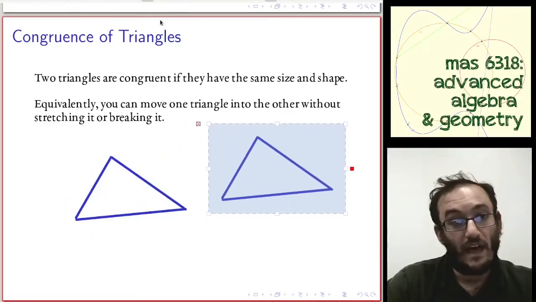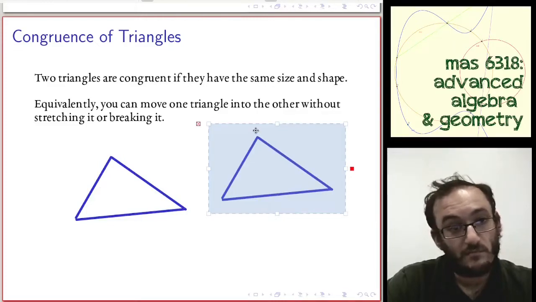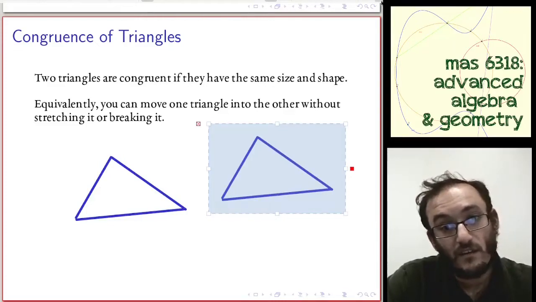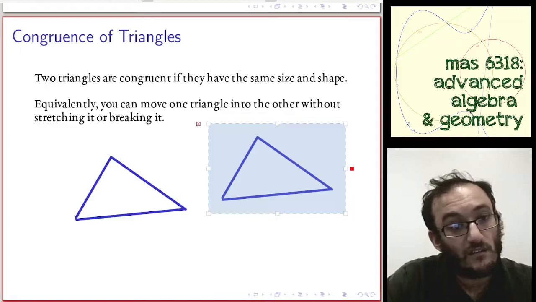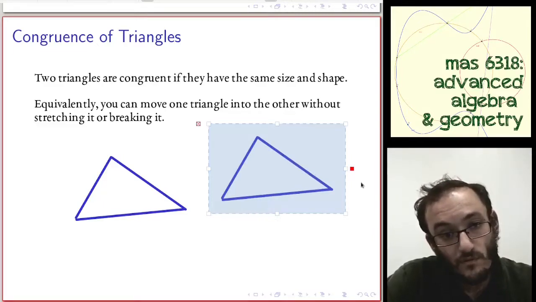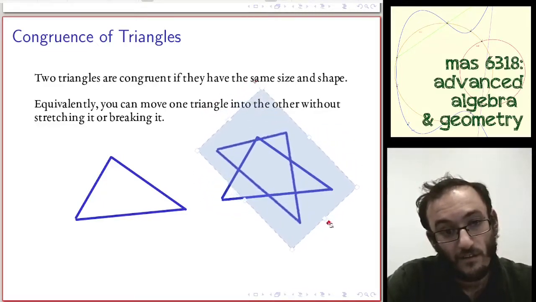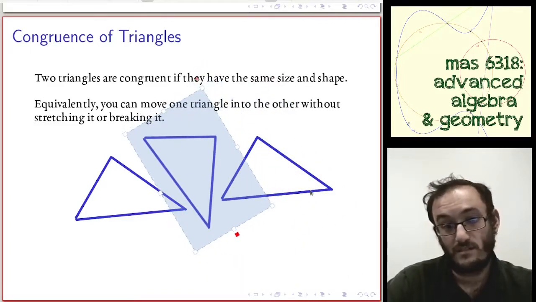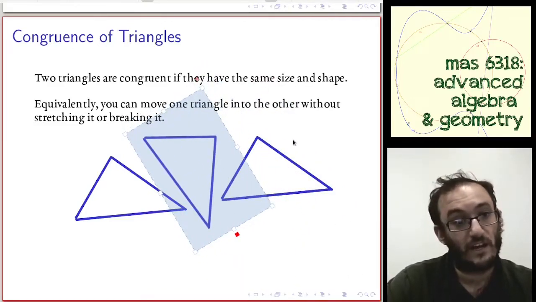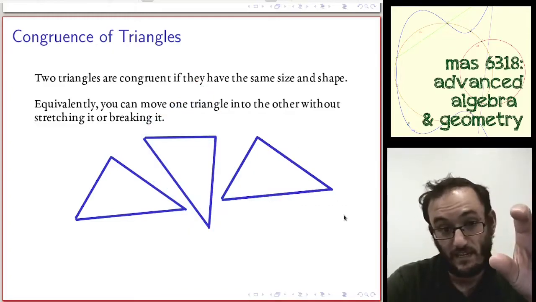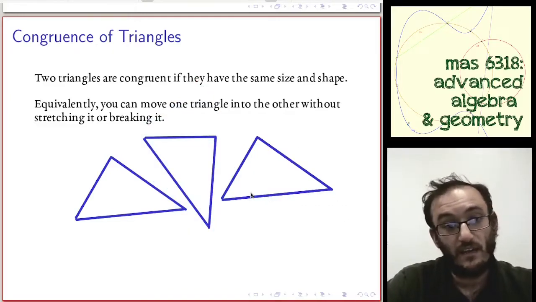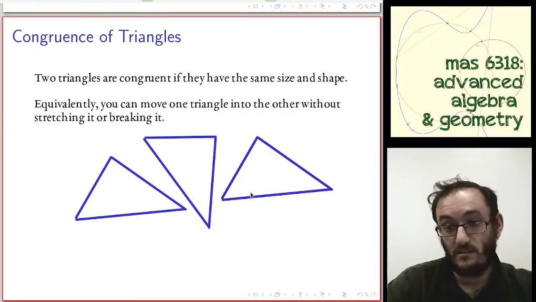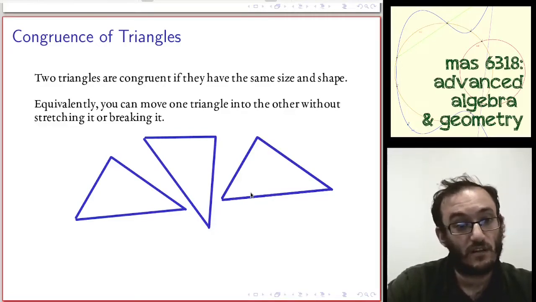Okay. I could also rotate this. Let me see if I know how to rotate. Oh, here we go. Could also rotate this, and this is also congruent to that original triangle. Okay, because I can just rotate it and put it back in its original spot, and it will occupy the space of the original triangle. So these are all congruent triangles.